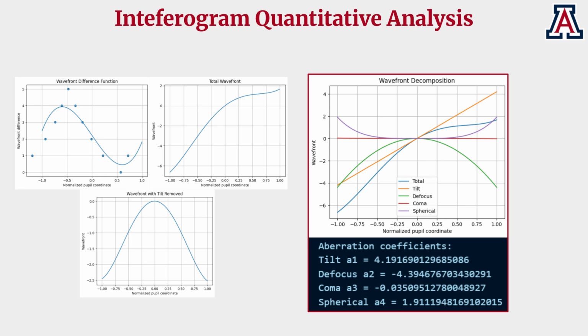The results show roughly twice as much negative defocus as spherical aberration, significant tilt, and negligible coma, which is consistent with the interferogram.